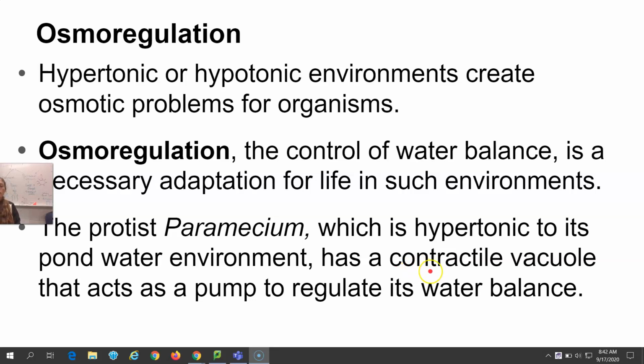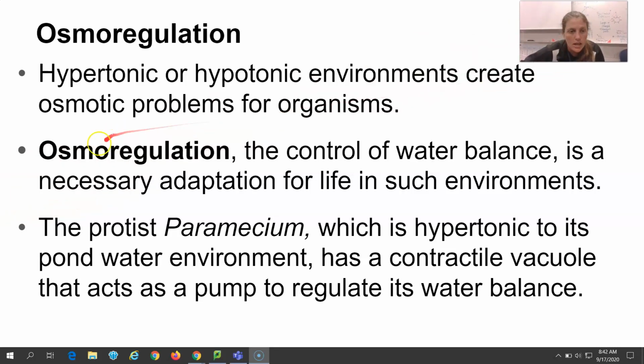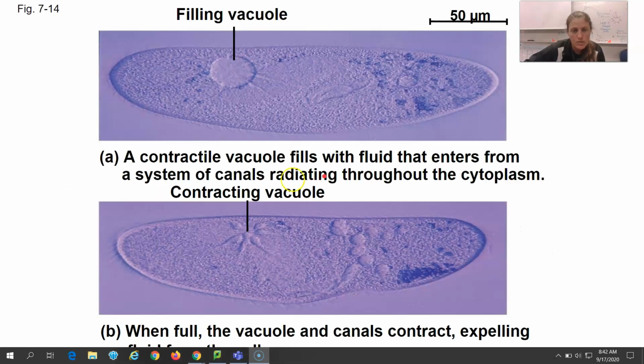We need a contractile vacuole to act as a pump and regulate that water balance. Okay, so we have this process called osmoregulation. These are adaptations that help us control the water balance. Okay, so here's our picture. We have a paramecium. He's nice and full. He has a hypotonic environment on the outside, so less solute. Moving into the cell, there's more solute, so we want to dilute. Water moves into the cell.